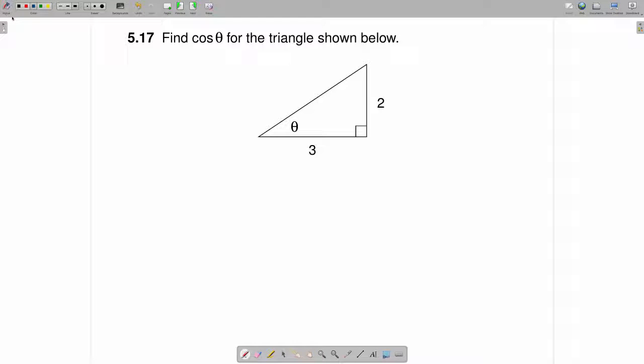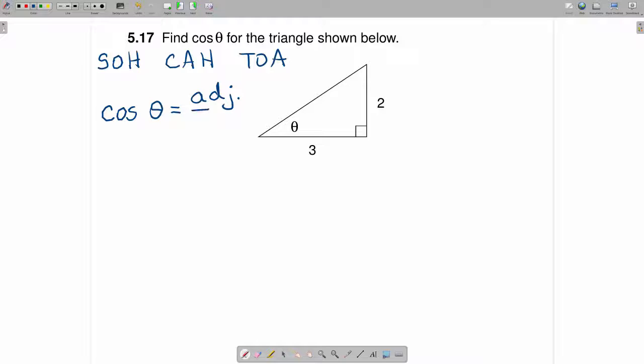Find the cosine of theta for the triangle shown below. When finding the cosine, we can start out with writing SOHCAHTOA. And from this portion of SOHCAHTOA, we know that the cosine of any angle theta will be the length of the adjacent side divided by the length of the hypotenuse.